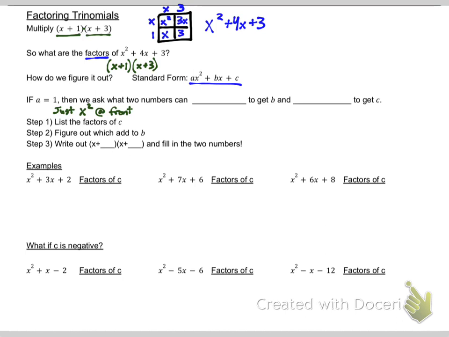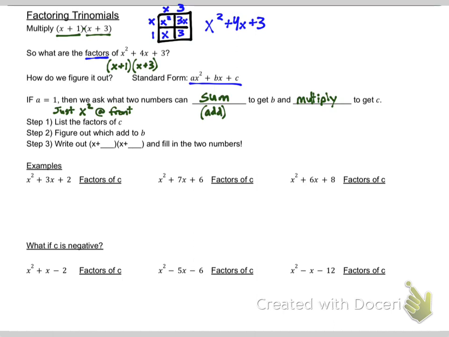What we are allowed to ask is what two numbers can sum, in other words, add to get b, and what can multiply to get c. So let me show you the steps of how to do this. List the factors of c will be the first step. Then you want to figure out which of those add to b, and then you're going to write it out as x plus the first one and x plus the second one.